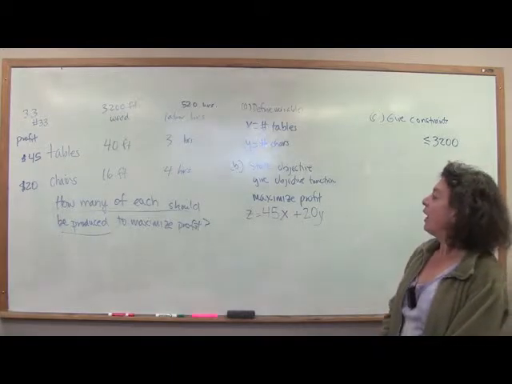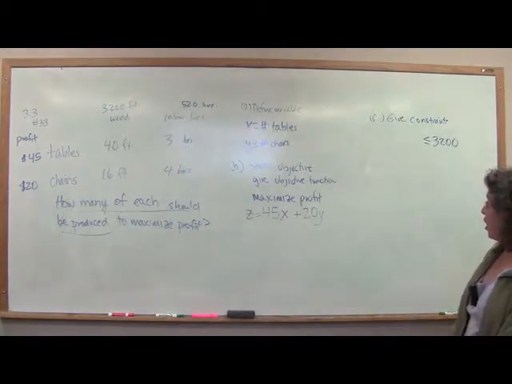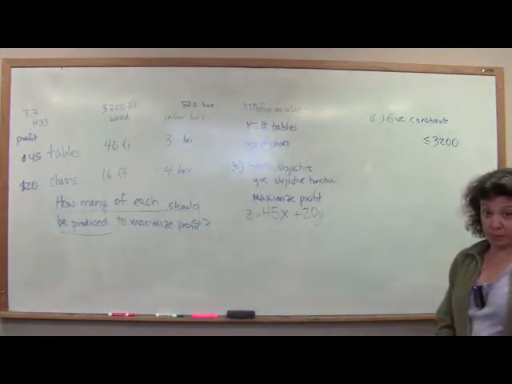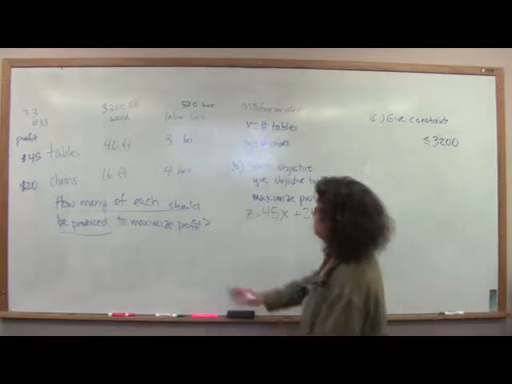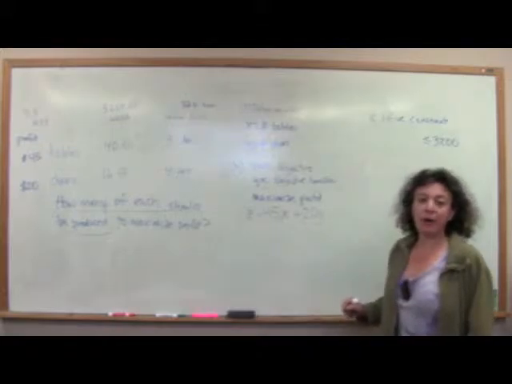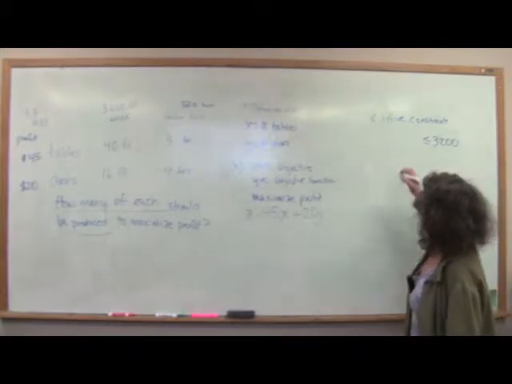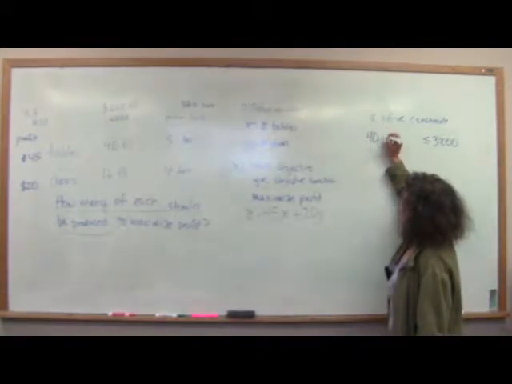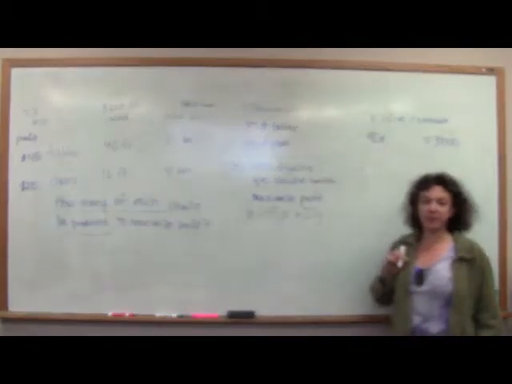Yes. All right. Well, let's talk about how much wood we use per item. We use 40 feet per table. So isn't the amount of wood that we're going to use for our tables 40 feet per table times the number of tables?